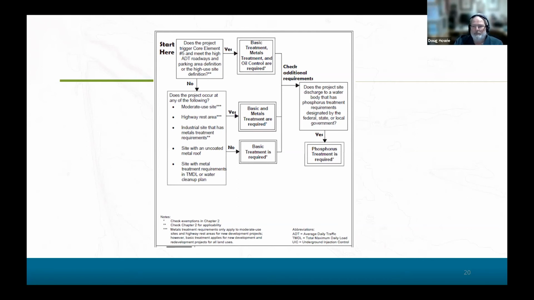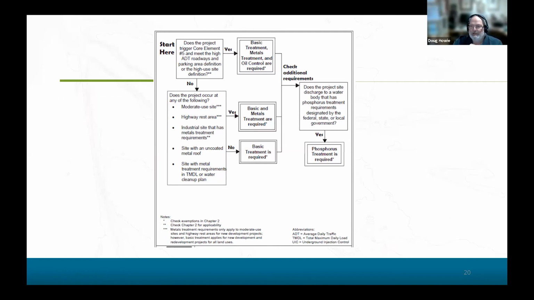So we created this flow control, or this treatment flow chart, to help identify what's going on. First up in the upper left-hand corner, we're asking if they trigger core element number 5, which means they have more than 5,000 square feet of pollution generating impervious surface, and they meet the ADT roadways and parking area definition or the high use site definition. If that's the case, then they need to do basic, metals, and oil control. Automatically, they have to do those.